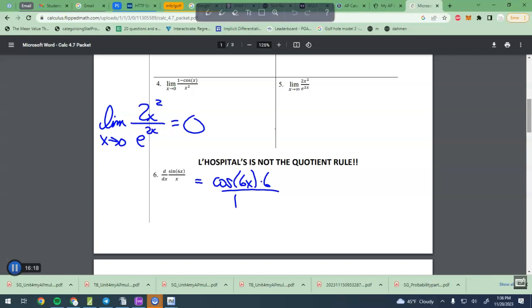Thank you. Why doesn't it work? You have to do quotient. L'Hopital's only applies for limits. If you're asking you to take the derivative, that's still a quotient, and you would have to do quotient rule for it. So L'Hopital's is limits, and quotient rule is derivative. Questions for me on that?